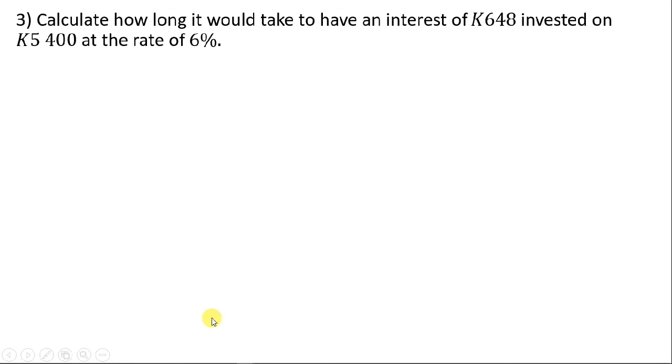We go to question 3. Question 3. Calculate how long it would take to have an interest of 648 kwacha invested on 5,400 at the rate of 6%. So what we are looking for is the time. So we are going to start with interest. We'll say I is equals to P times R times T over 100.